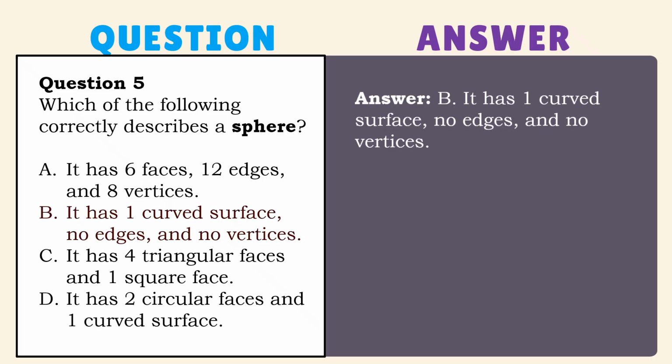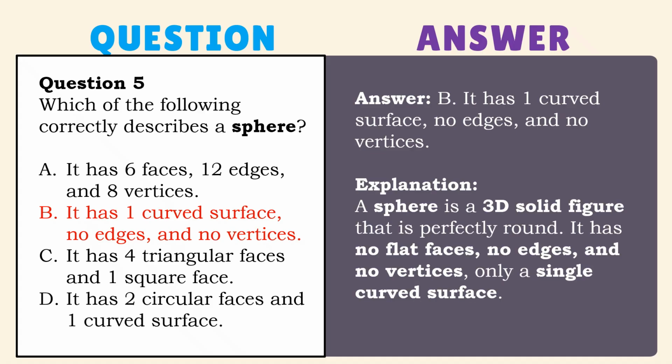Alright. The correct answer is letter B. It has one curved surface, no edges, and no vertices. A sphere is a 3D solid figure that is perfectly round. It has no flat faces, no edges, and no vertices, only a single curved surface.